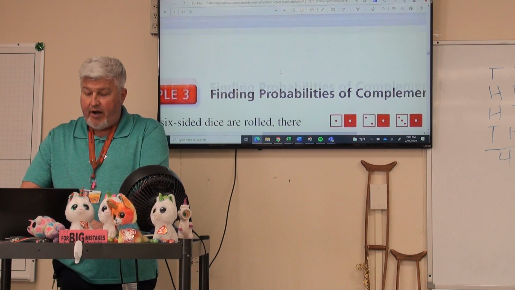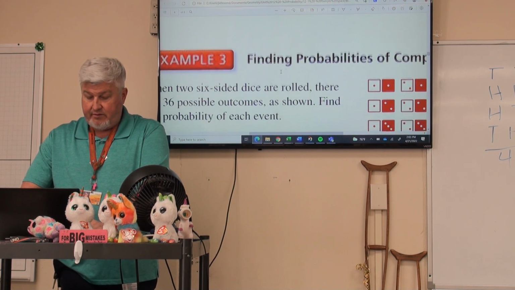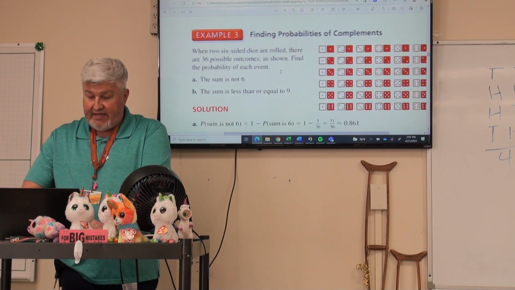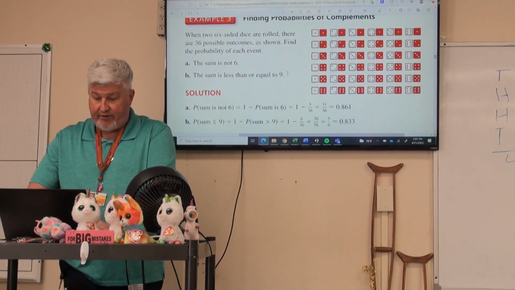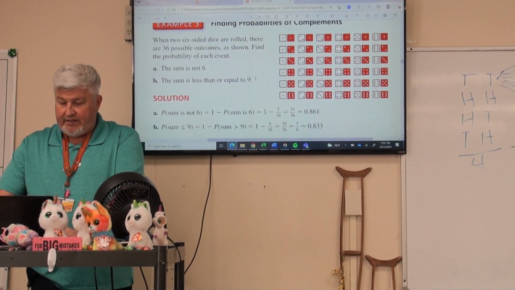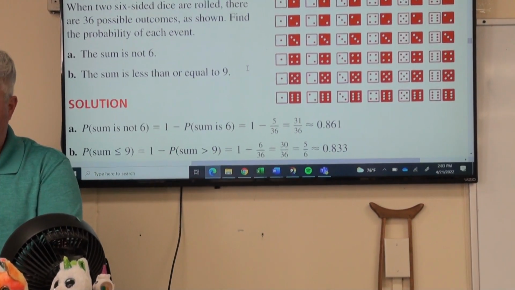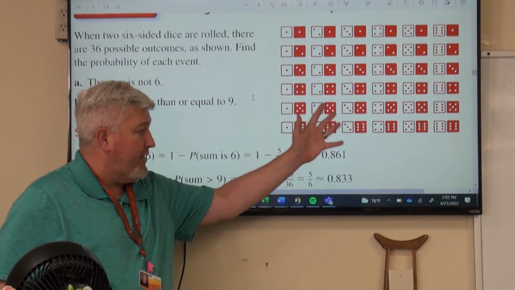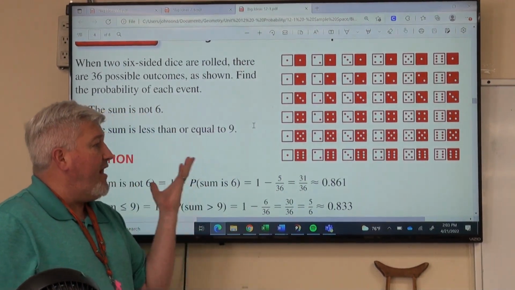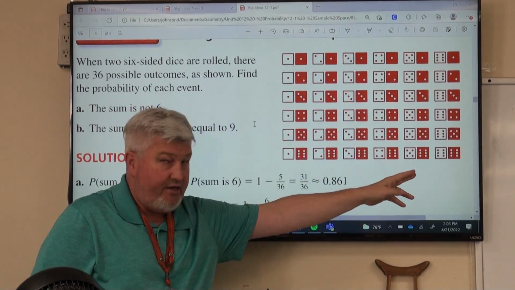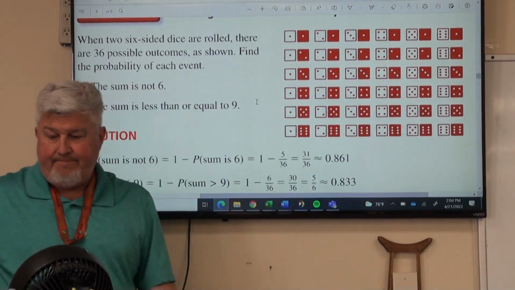So let's find the probabilities of complements. You're going to see this in this picture. Now they've taken 2 dice and rolled them together to see what you get. They've listed all the possible outcomes. When you roll 2 dice together, this is a depiction of all the possible outcomes, starting with snake eyes and ending with double sixes.